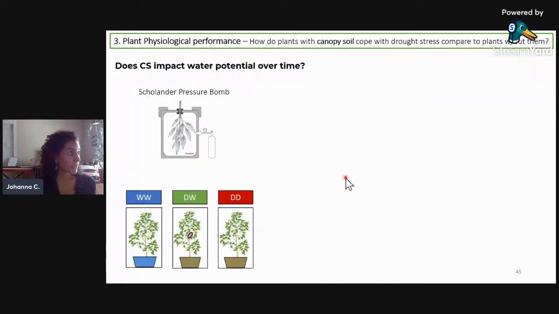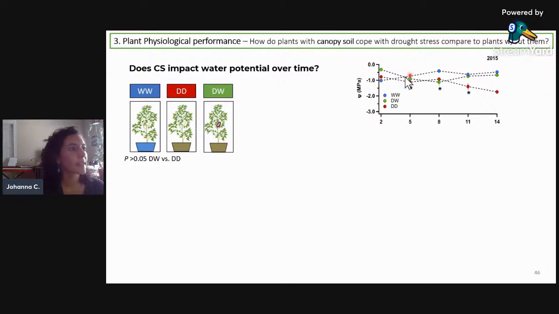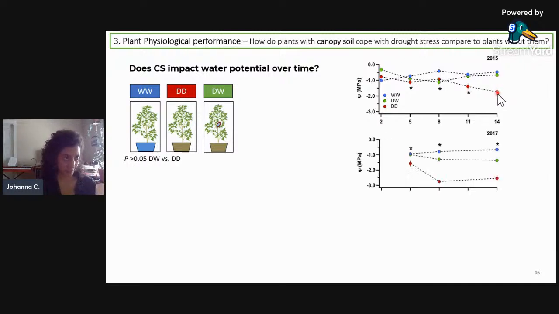Then we measured water potential with a Scholander pressure bomb. A higher water potential is seen in plants that were well watered, and we expect a low water potential for the plants that are completely dry. These were our results. The well-watered plants maintain their water potential higher, then we see the completely dry plants, and the plants with canopy soil are in between and actually closer to the well-watered plants compared to the completely dry.